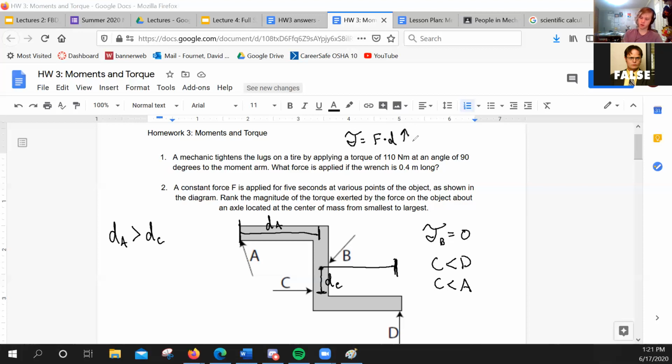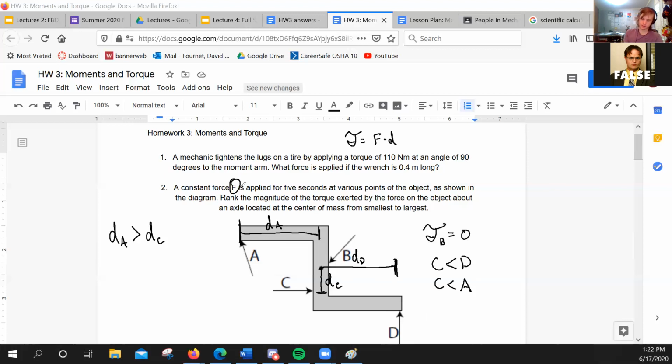So if distance gets bigger, torque will also get bigger. Now, when we look at D and A, if this is drawn to scale, they are the same distance away, okay? But if you look, D is at a perfect right angle to the moment arm, which is this line here, the distance, and A is not at a perfect right angle. It is tilted, right?